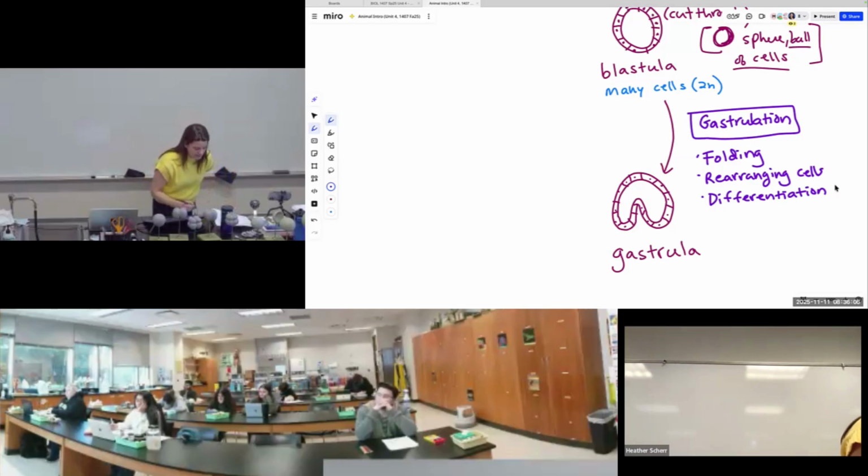So if we wanted to think about differentiation, we could define that as specialization. The cells start getting specialized. This is across the board for most animals. Yes.